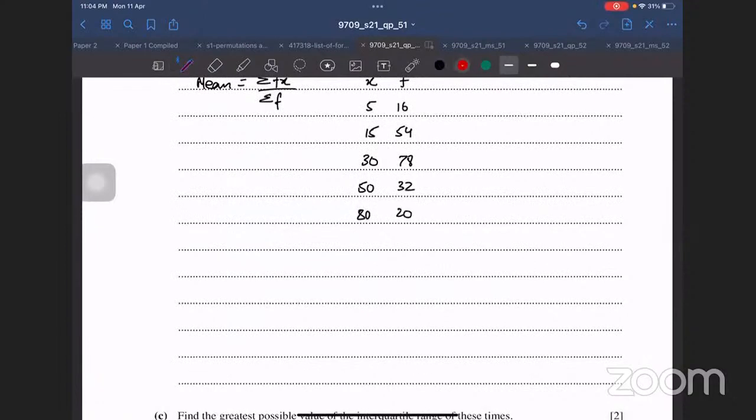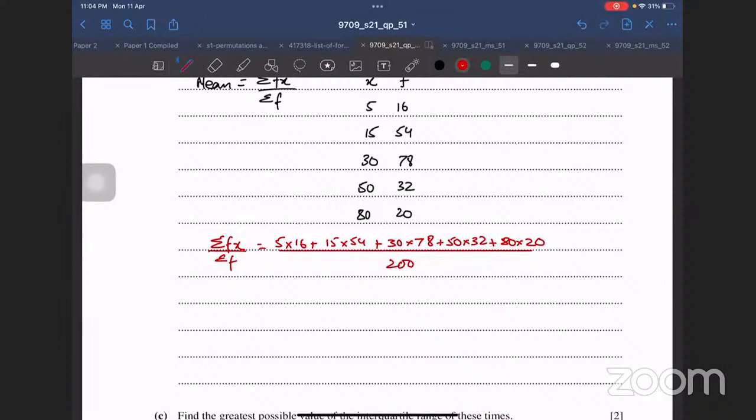So I'm going to say that sum of fx over sum of f becomes what? It's 5 into 16 plus 15 into 54 plus 30 into 78 plus 50 into 32 plus 80 into 20 over the sum of f, which is 200. It's given right at the start of the question.